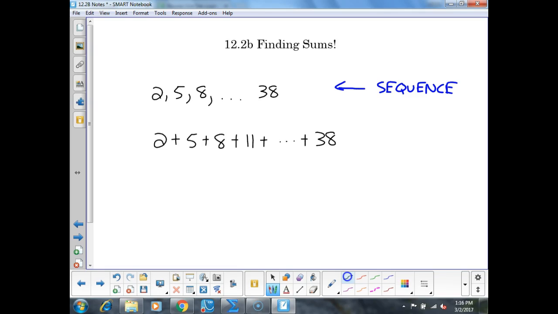If I find the sum of that by just adding up all of those terms, now it becomes a series. We find sums of series. We find terms in a sequence. They're the exact same thing and have the exact same properties. It's just the terminology: if it's a sequence, all the terms are separated by commas. If it's a series, you're going to add them all up and find the sum.